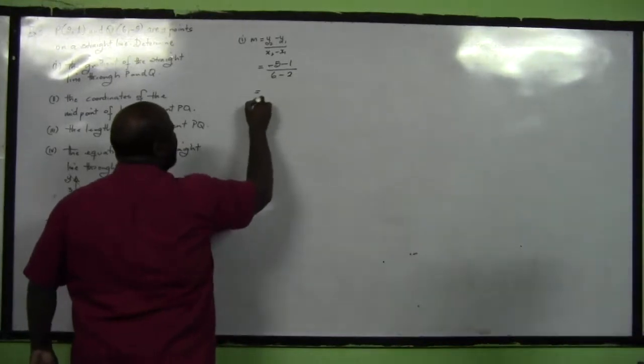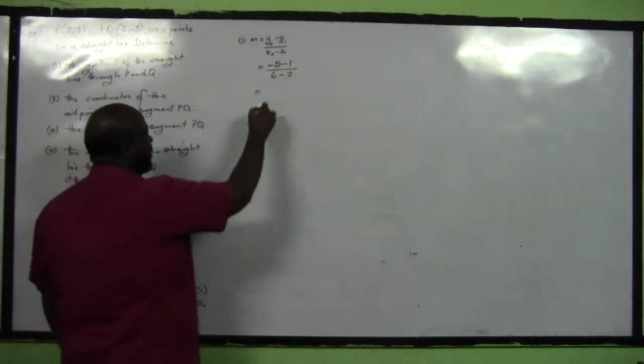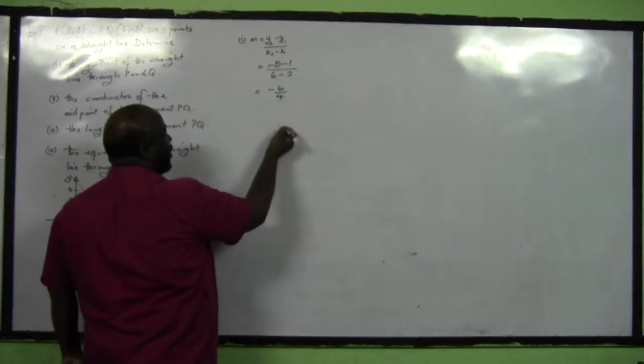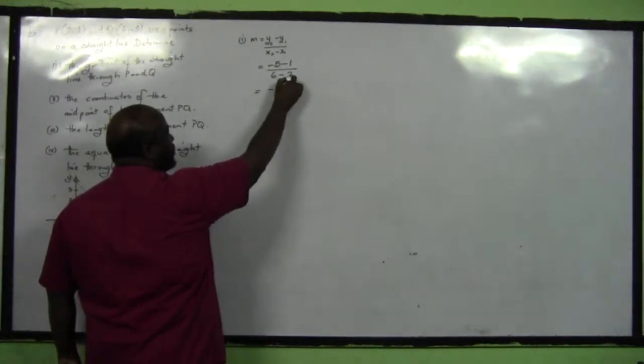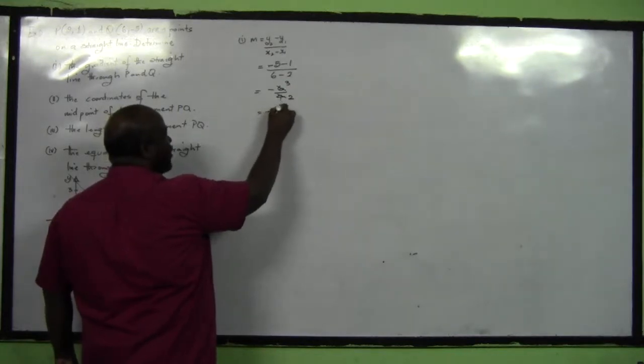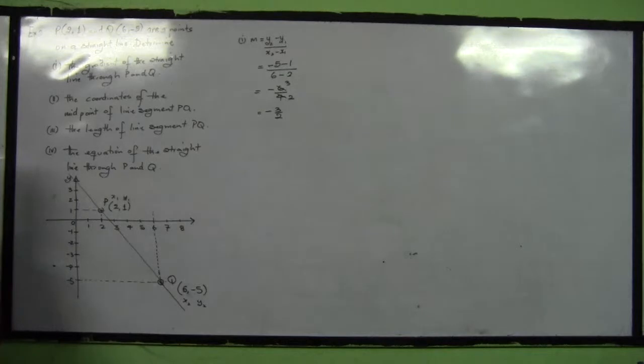What is minus 5 minus 1? Minus 6. This is minus 6 over 4. Alright, 2 into this is 3, 2 into this is 2. M is minus 3 over 2. Alright, we knew the gradient was going to be negative. Next, the coordinates of the midpoint. I would say the midpoint looked to me like 4.